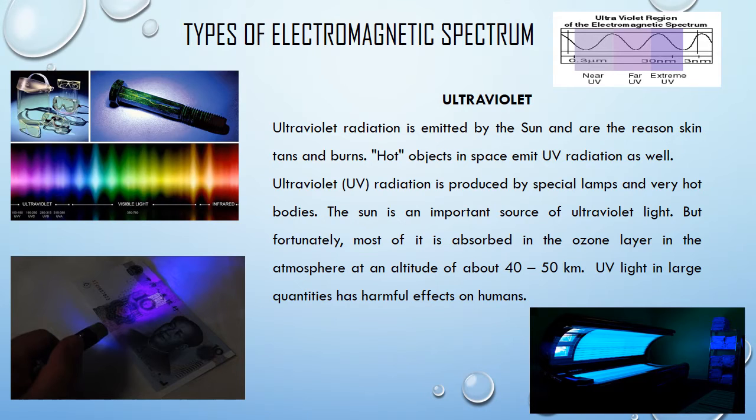The sun is an important source of ultraviolet light, but fortunately, most of it is absorbed in the ozone layer in the atmosphere at an altitude of about 40 to 50 kilometers. UV light in large quantities has harmful effects on humans. UV light is used to detect money and other things. It can also be used to sterilize medical instruments.